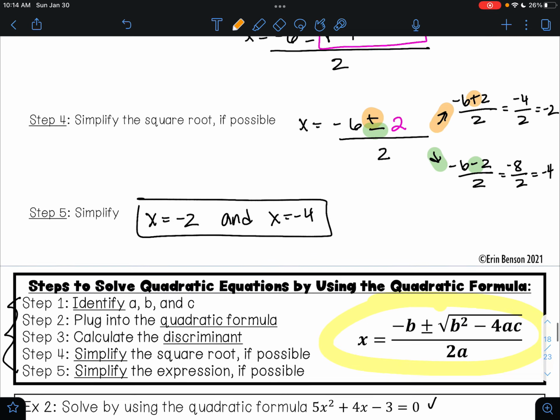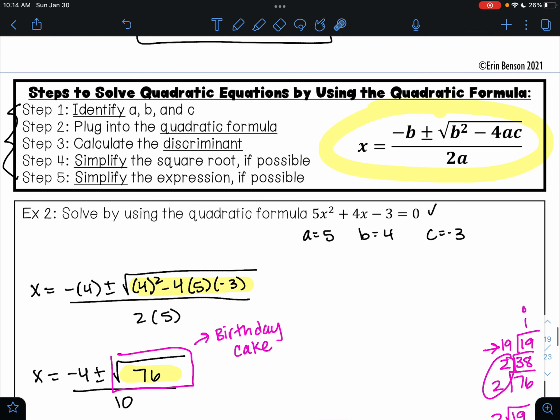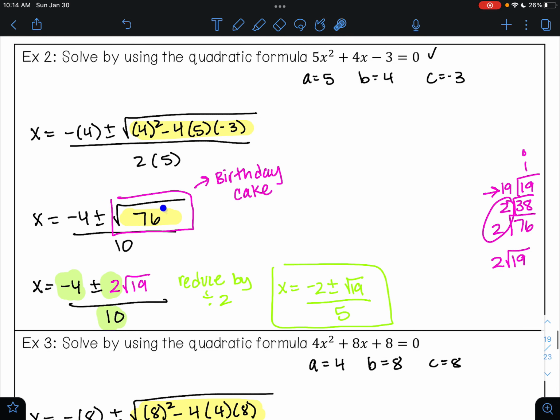If we go back up here and look at these problems, here my discriminant was 4. That's a positive number. So that told me I was going to get two real solutions, and I did. If we look at example 2, my discriminant was 76. That's a positive number. So that's telling me, again, I'm going to get two real solutions, and I did.